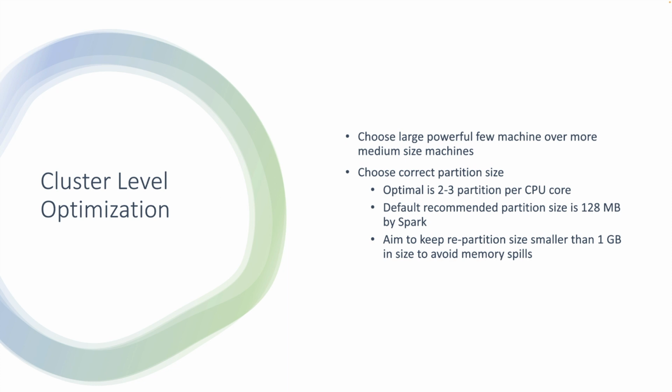So this is some cluster level optimization, and obviously there are some more optimizations that you could do. But if you do the optimizations that we covered in this video so far, that should help you with 80% of your problem, to remove the bottlenecks that you might have in your Spark job.